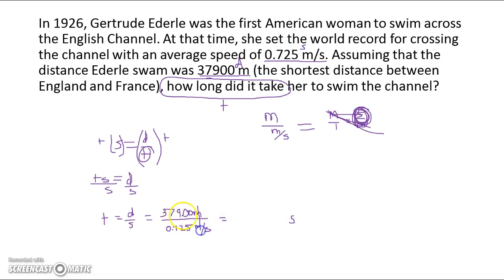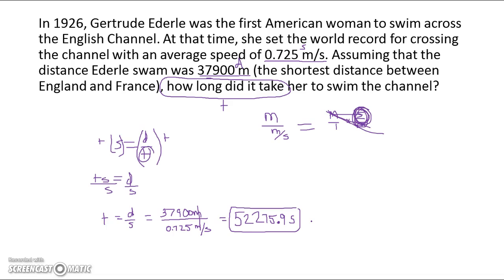And now all we have to do is plug in 37900 divided by 0.725. And the calculator gives us a really big number: 52,275.86. I'm just going to round it to 9 because I'm running out of space. Seconds. So that's how long it takes her to get across. Okay, it's not reasonable to think of it in terms of seconds, but because we haven't worked on conversions to go to minutes or hours, we'll leave it at seconds.